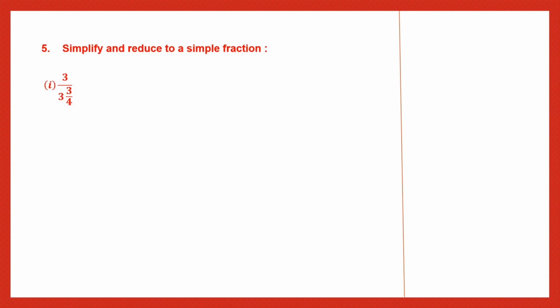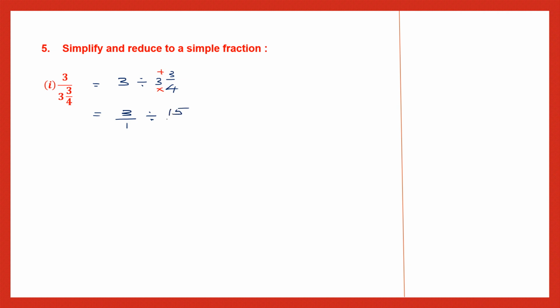Question 5. Simplify and reduce to a simple fraction. So question 1 here is 3 by 3/4. That means 3 divided by 3/4. So we can rewrite that question this way. We can say 3 divided by 3/4. So this will be 3/1 divided by, now let's convert this. 4 threes are 12 plus 3 is 15. So that is 15/4.